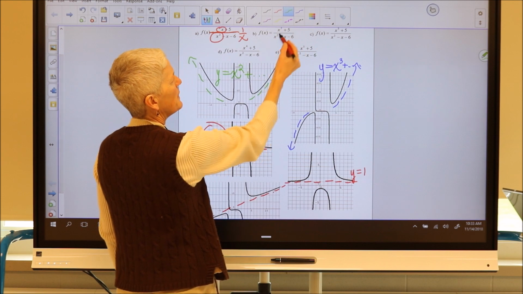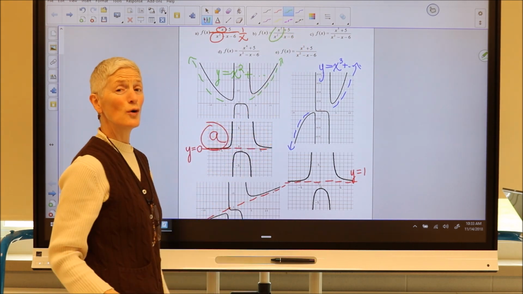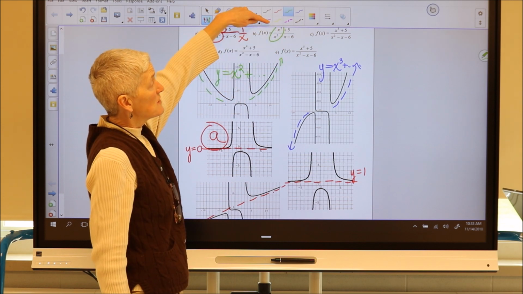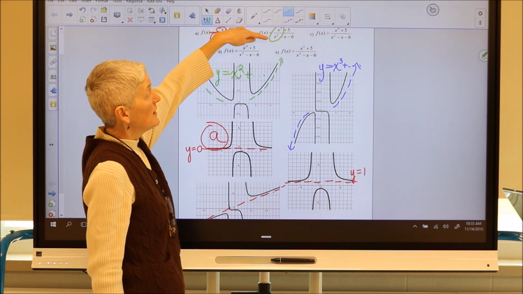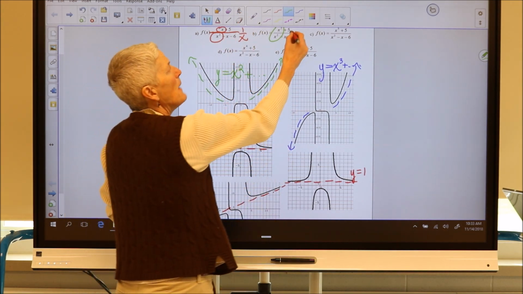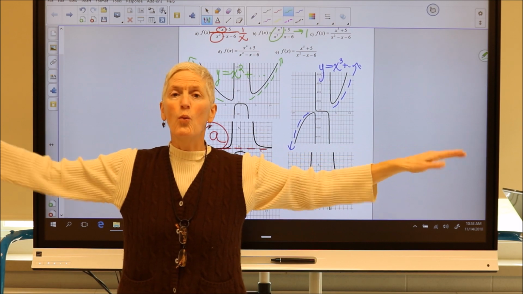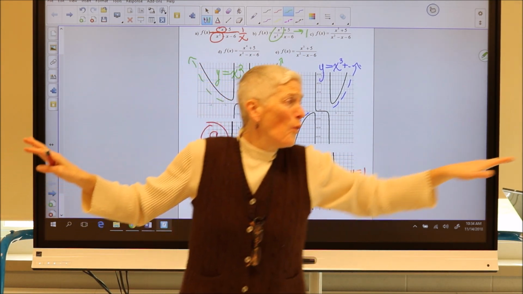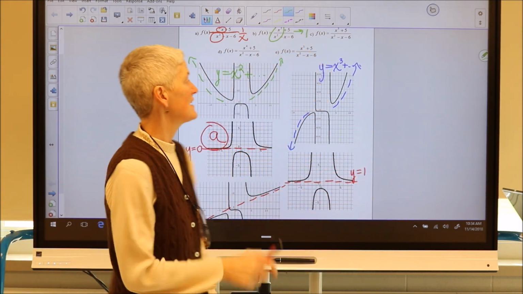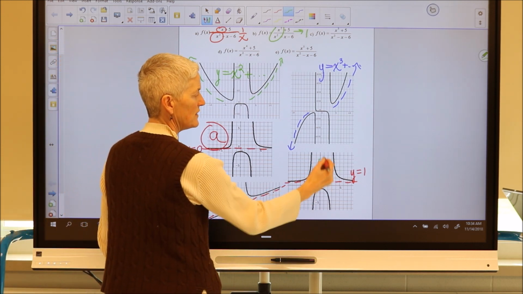Let's look at B. Again, when I'm looking at end behavior, I can focus on the controlling terms. X squared is the biggest degree in the numerator. X squared is the biggest degree in the denominator. When I divide those, I'm going to get about 1. That means my y is approaching 1 as my x is getting big or very negative. Hey, that's what we said this one was down here.